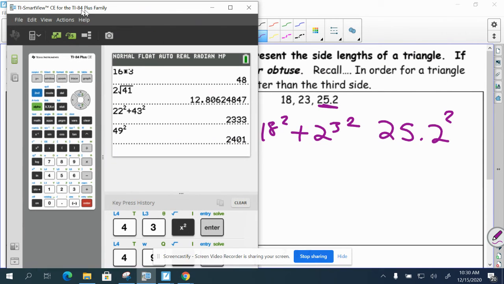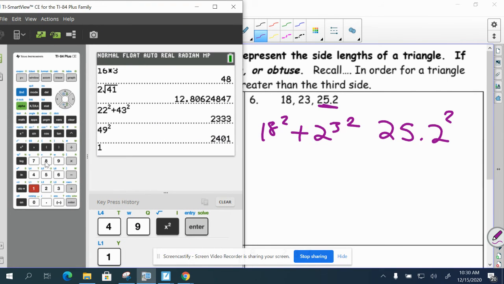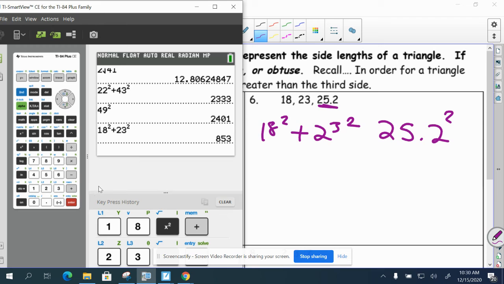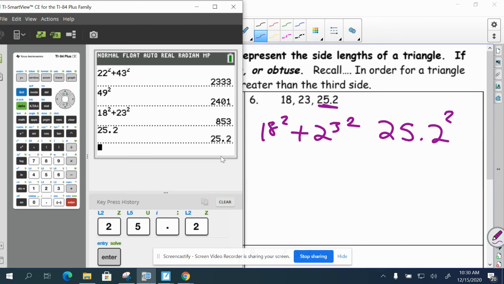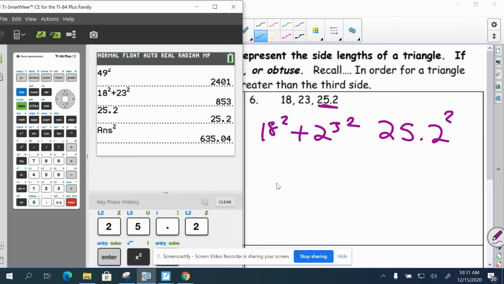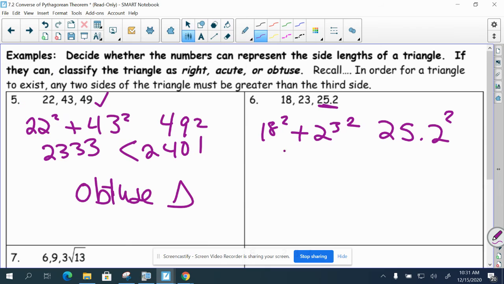Get my calculator. 18 squared plus 23 squared is 853. 25 squared is 635. So 853, 635 and some change, and that would mean it's less, so that would make it an acute triangle.